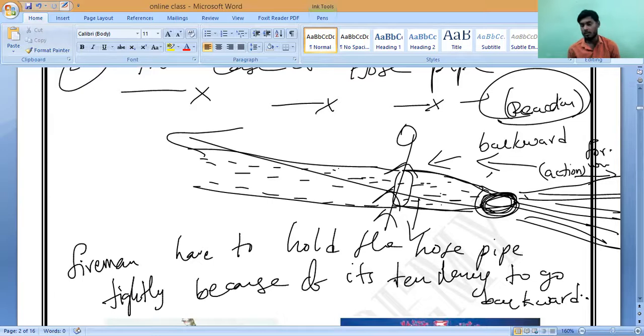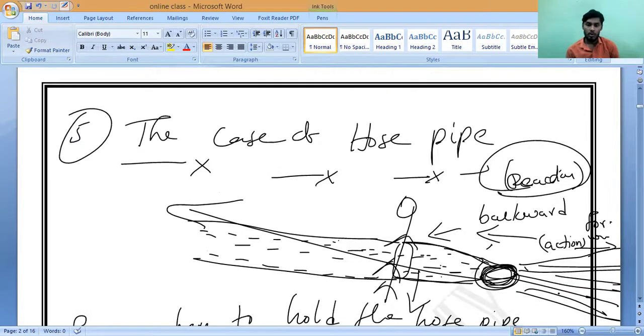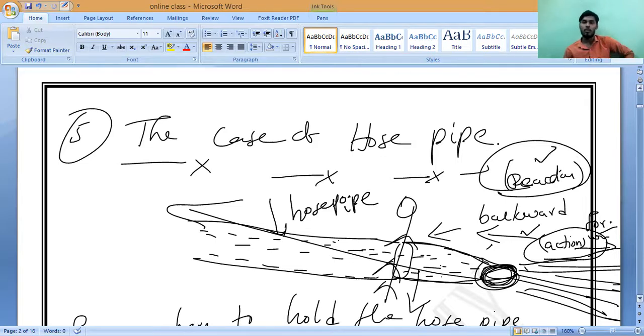So this is the first application. The diagram you have to draw: this is the hose pipe. When the hose pipe is exerting pressure on the water to push it in the forward direction, we call that action. So the water will exert a force on the hose pipe in the backward direction. That is what we call reaction. This is the diagram you should draw. Okay, that is case number 5.